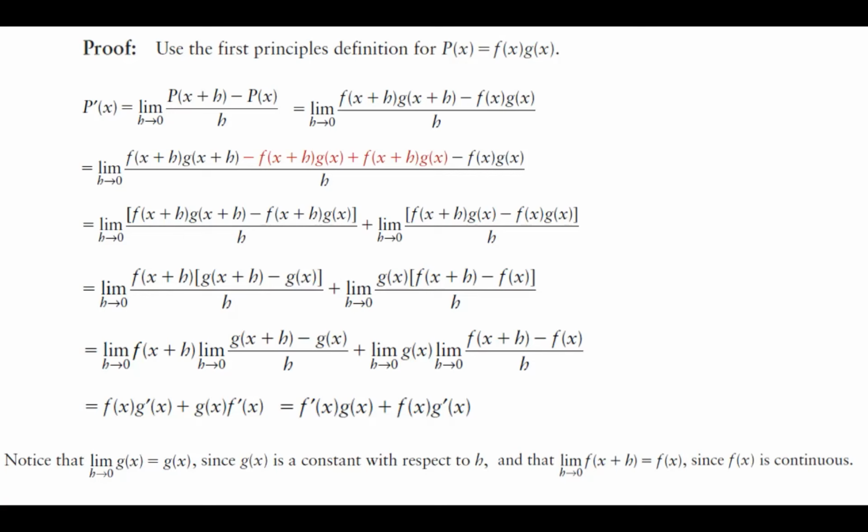Therefore, the first term is simplified to f(x) times the derivative of g(x). Using a similar method, we can convert the second term to g(x) times the derivative of f(x). Therefore, we have proved that the derivative of a product of two functions equals the derivative of the first function times the second function plus the first function times the derivative of the second function, which is called the product rule.